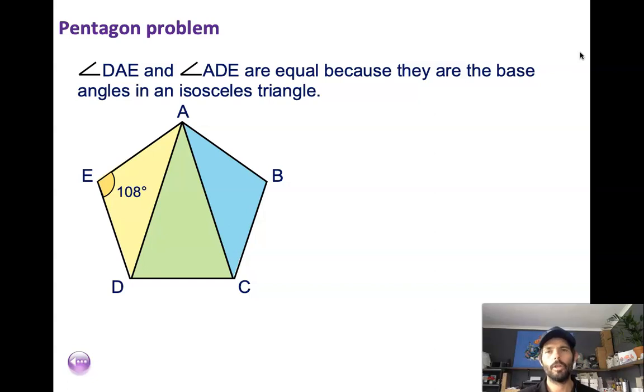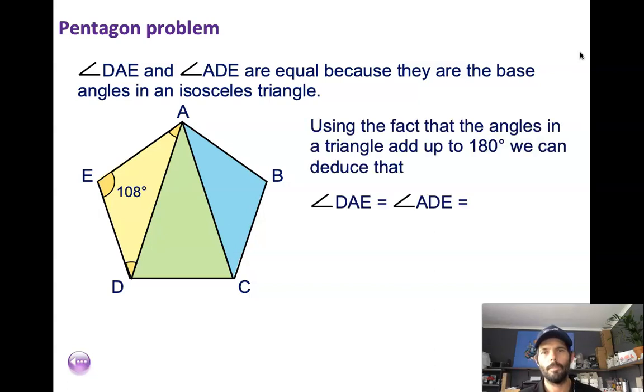Okay, we also know that in a regular pentagon, all sides are equal. So if I look at the yellow triangle, I know that side ED and side EA are equal. Therefore, that yellow triangle is an isosceles triangle. So the base angles of that isosceles triangle, the ones I've just identified, will be equal.